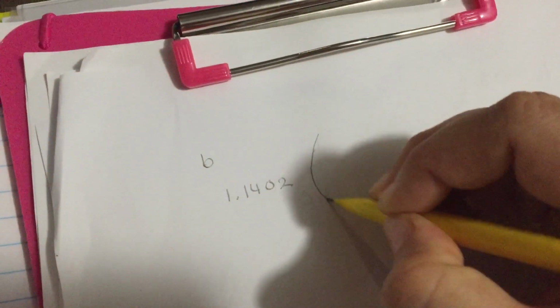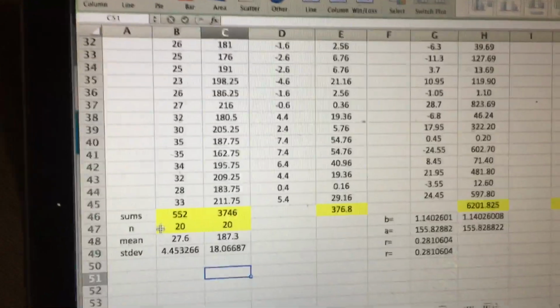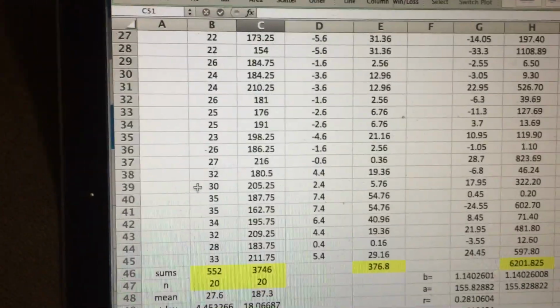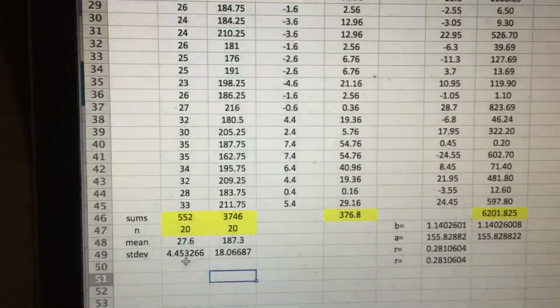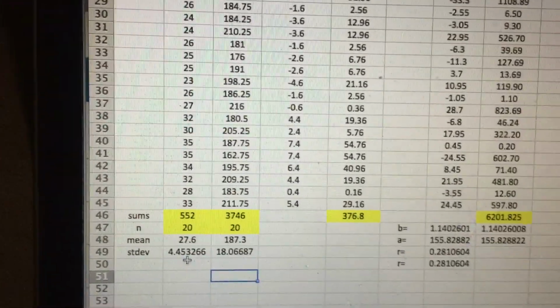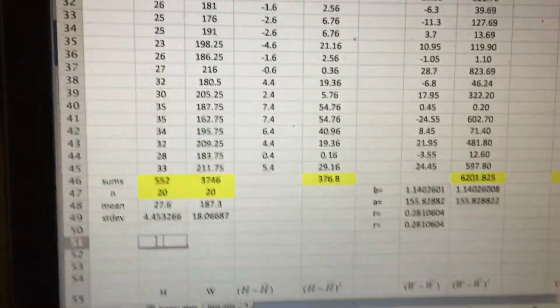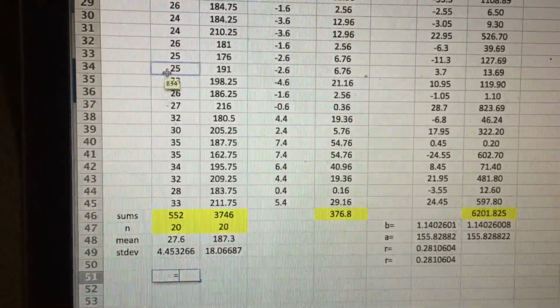And then we're going to multiply that by the standard deviation for X. Let's go ahead and take a look at what the standard deviation for X is. For us, it's going to be A, right? So the independent variable is taking that place. So A, what is the standard deviation? It's 4.453266.